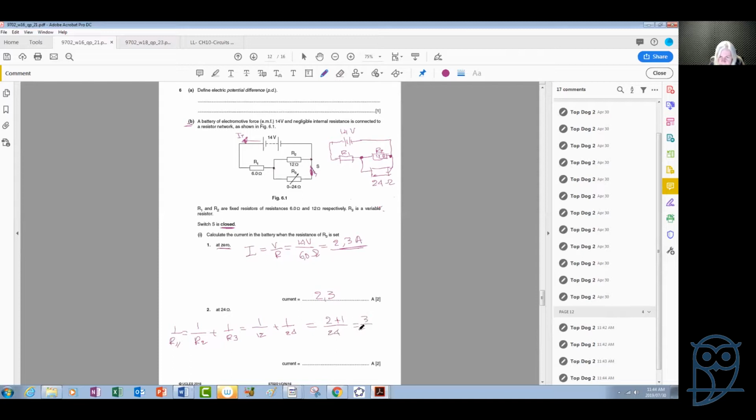This is 3 over 24, which means the parallel resistance will be 24 over 3, which is 8 ohms. I hope 8 ohms. All right. So the equivalent resistance of those two, in other words, we found is 8 ohms. So now, okay, this is 6.